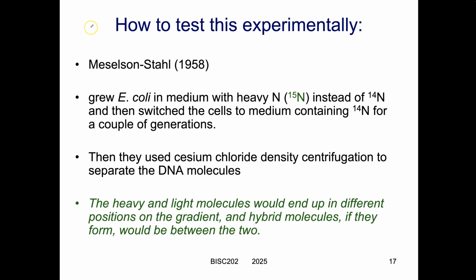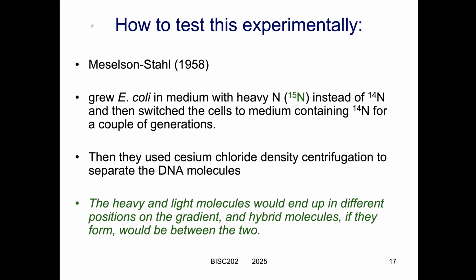Okay, so the way they decided to test this was they grew E. coli in a medium that had an isotope of nitrogen that is what we call heavy nitrogen, nitrogen 15 instead of nitrogen 14. And then they made cells where all the DNA had the heavy nitrogen, essentially. They had to grow it for multiple generations. And then they switched it back to normal medium for a couple of generations.